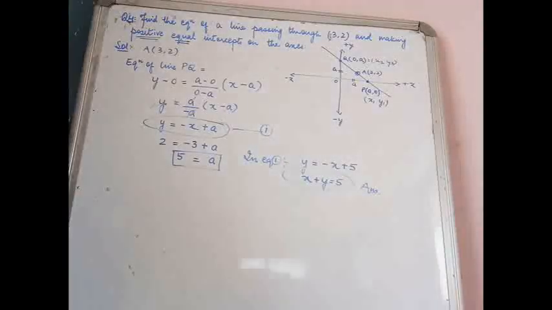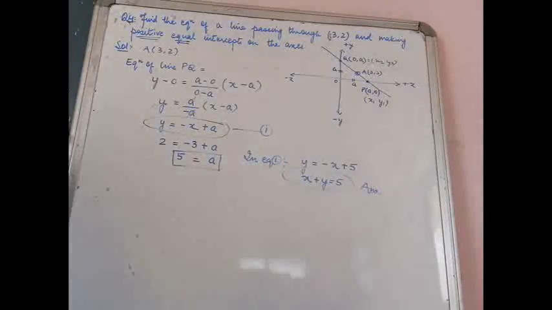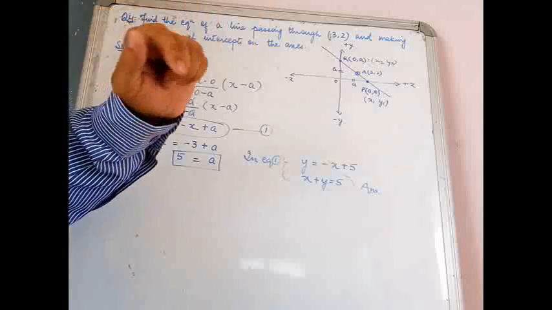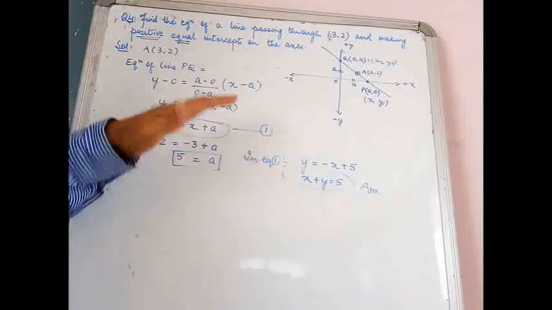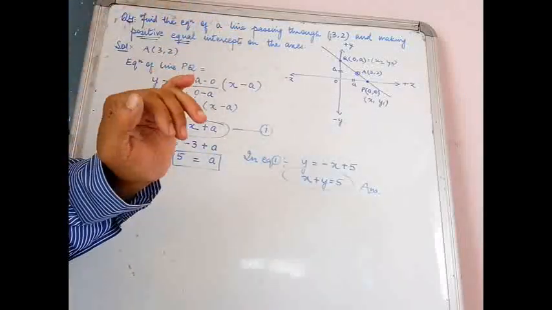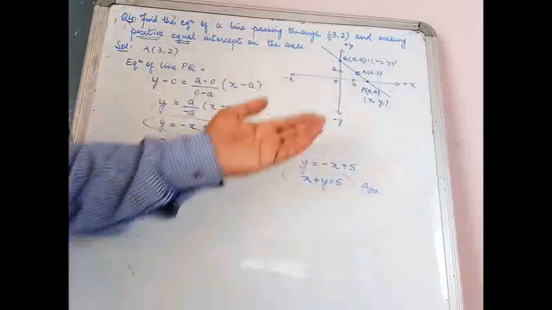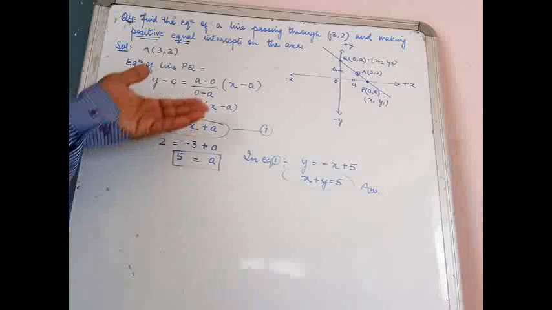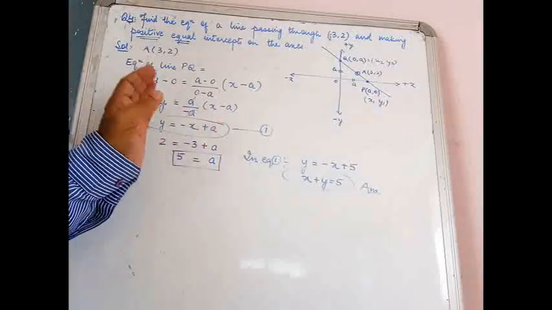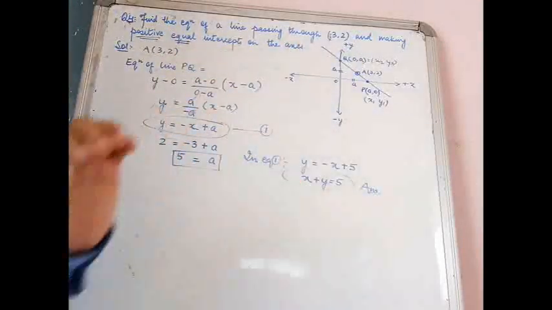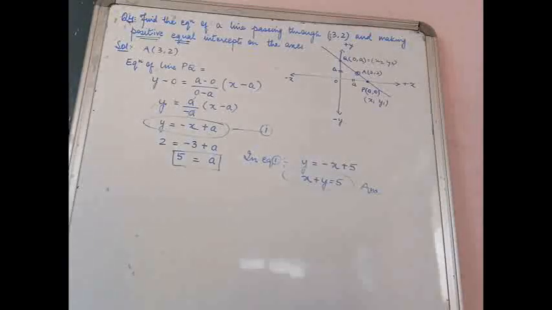So how have we solved this particular question? 1 point was given and the information was given that it is cutting positive equal intercepts on the axis. So those positive intercepts we will assume to be A, A, and then we will form a general equation, then satisfy the given point, we will get the final answer.